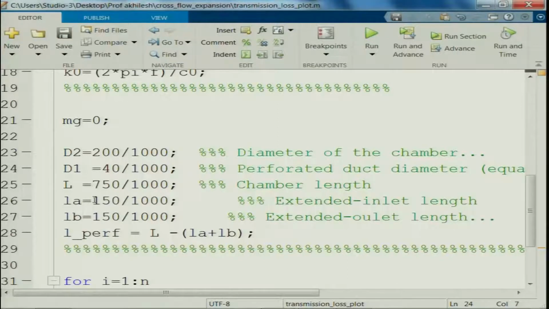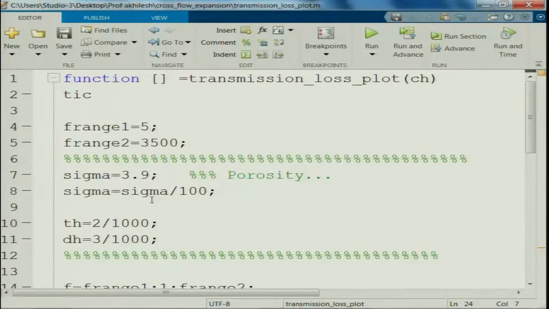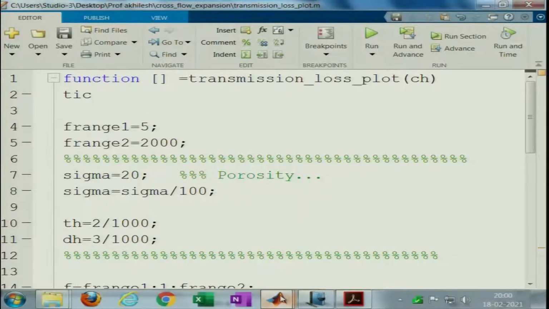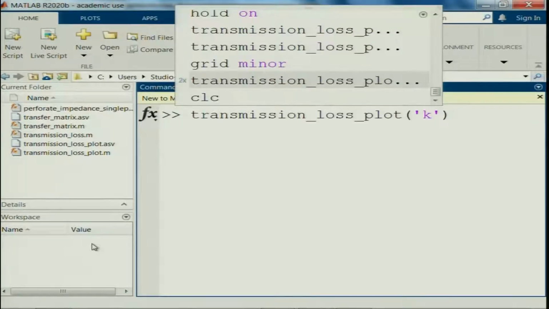The idea was to bring some substantial neck extension values compared to the perforated length, and see what sort of curve you are getting. Let us take some realistic value, a highly porous duct I would say, let us say 20%, and we may not go to such a large frequency because plane waves would not be valid anyway. So I will clear this and plot it.